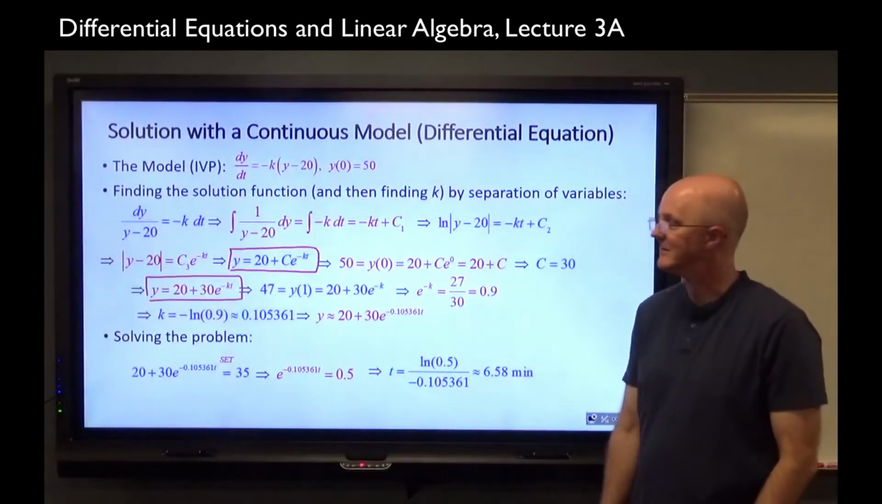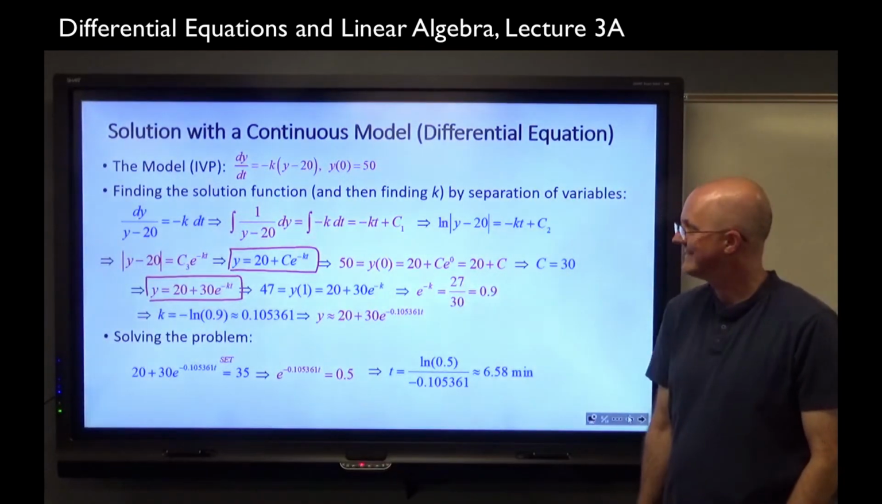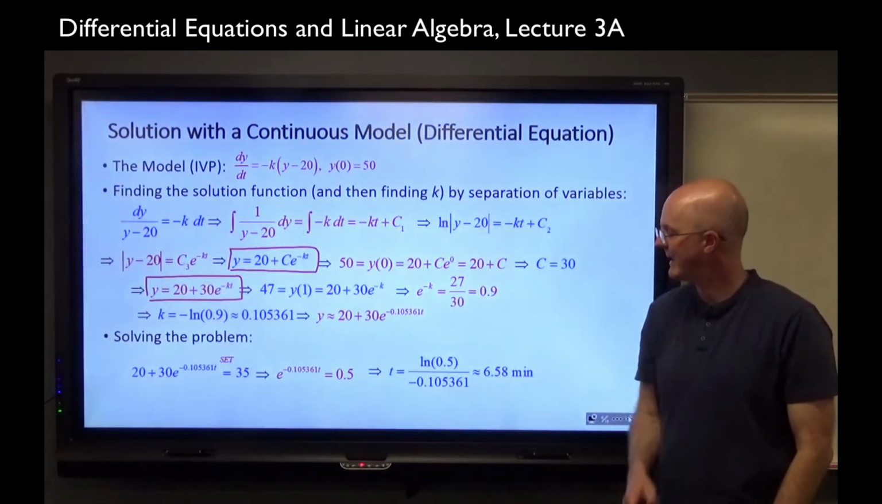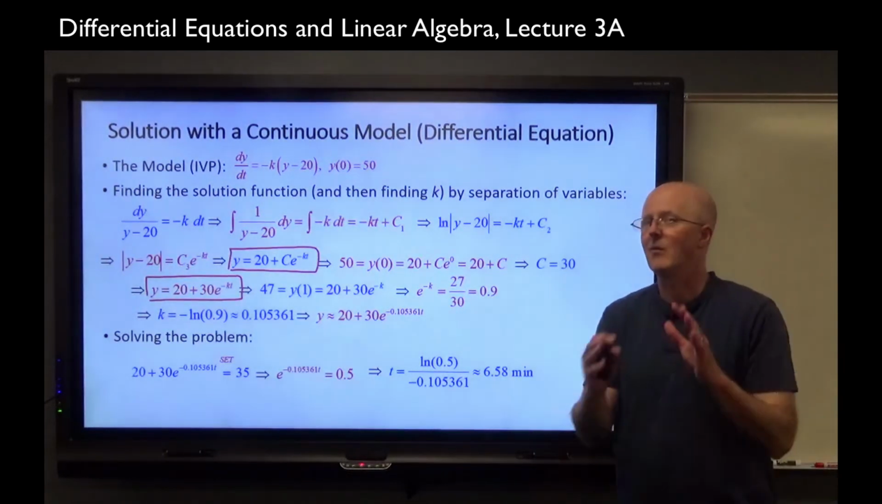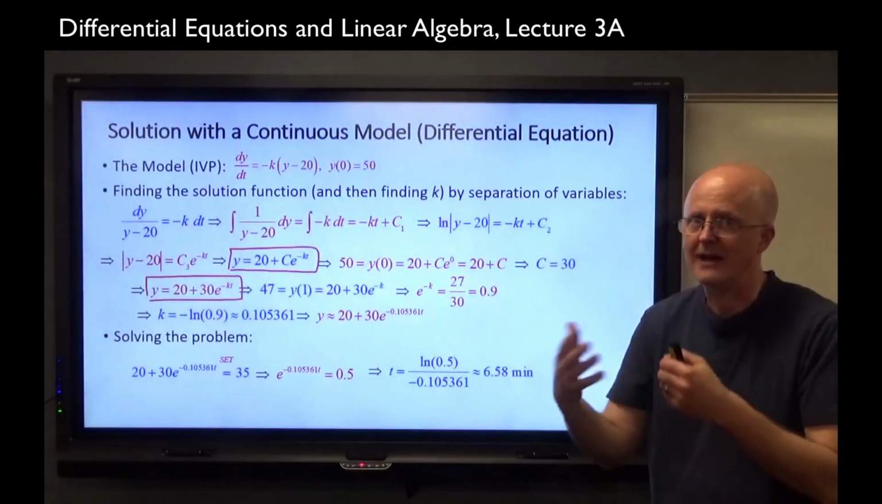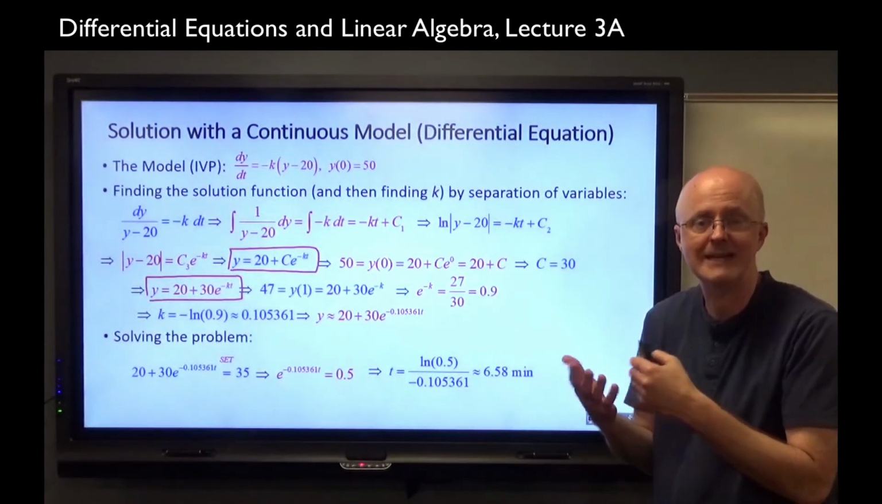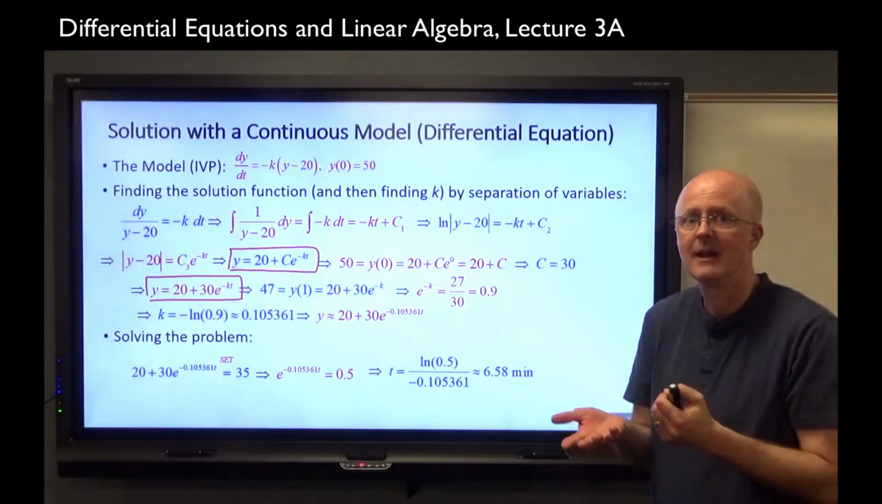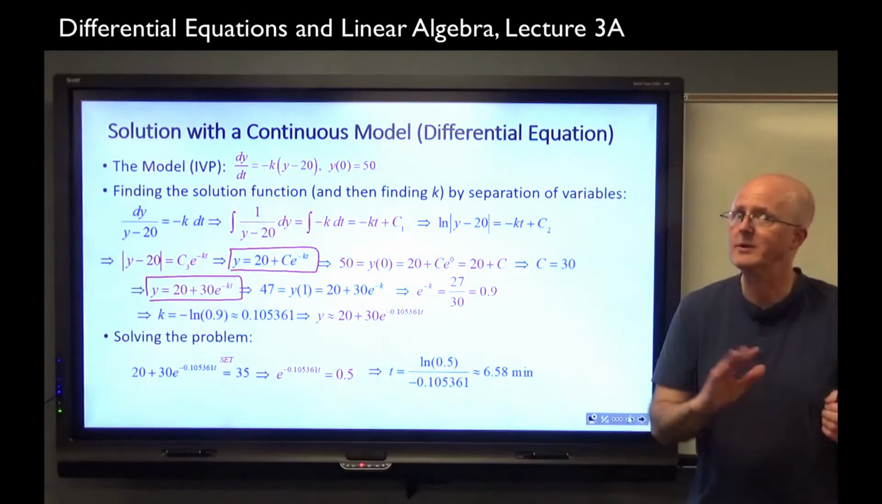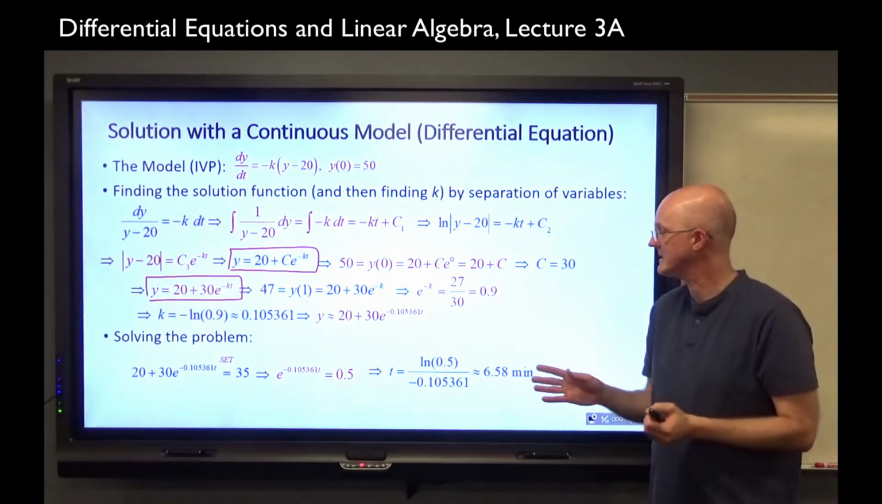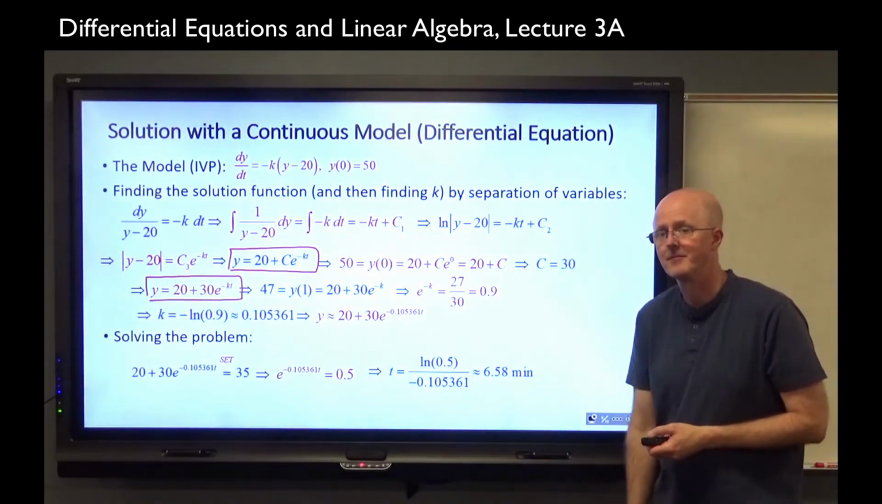Is that a coincidence? No, it's not a coincidence. The continuous and discrete models do give the same answer here. That won't always happen. In fact, in lecture 2, it depends on the problem wording, but in the problem wording in lecture 2, we did not get the same answer. Here we do. There are going to be other models where we do not get the same answer. So don't always assume you're going to get the same answer.